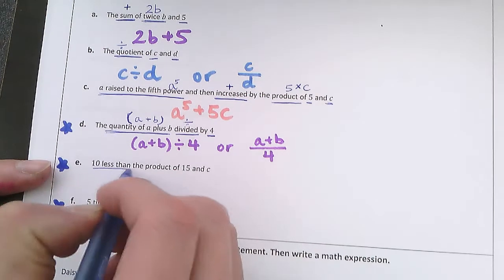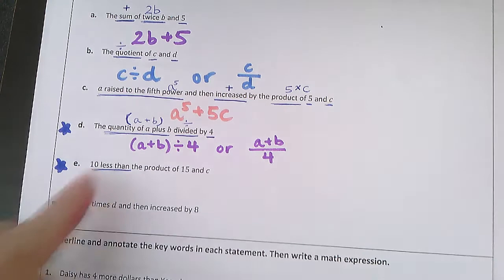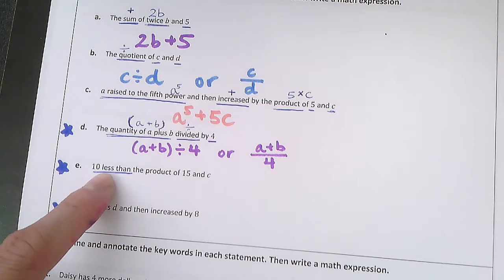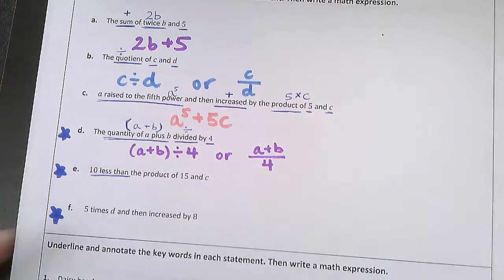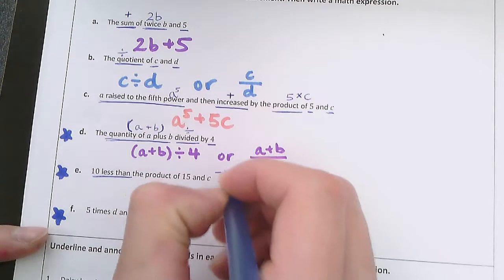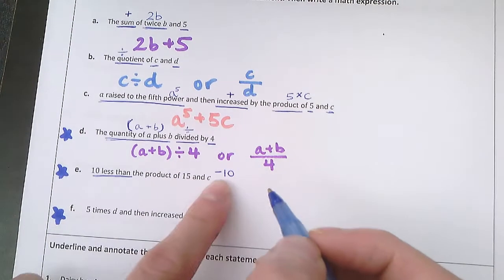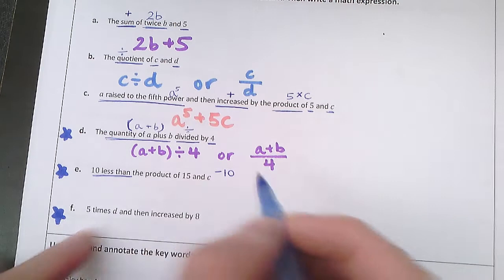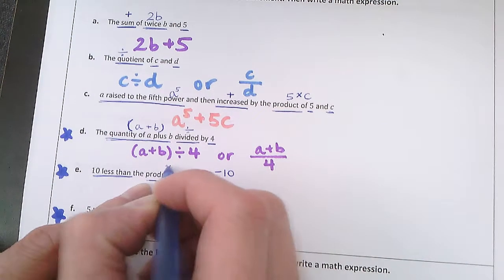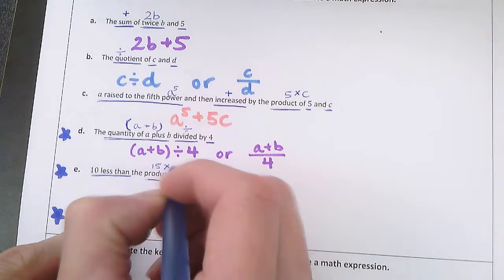10 less than. Let's underline that. Anytime you see less than, it means that you are subtracting 10 from something else. So it means we're going to have a minus 10 at the end. 10 less than, I always think it's helpful to annotate at the end, less than. The product, okay, so we're multiplying. 15 and c. So 15 and c.